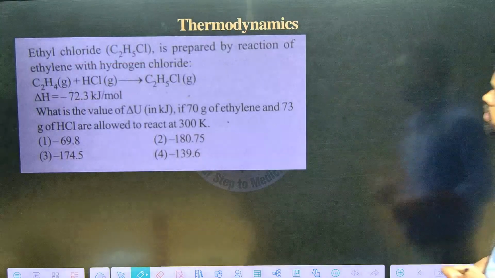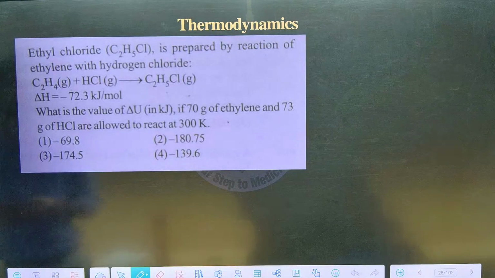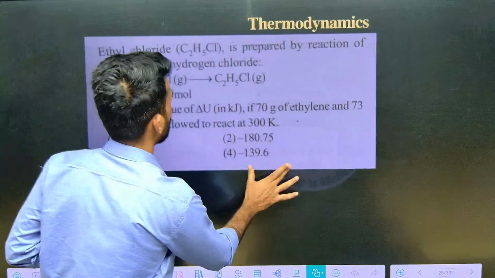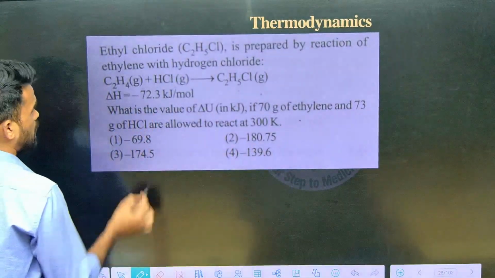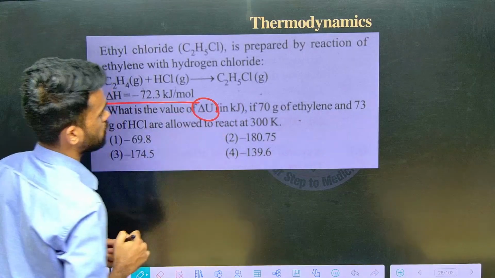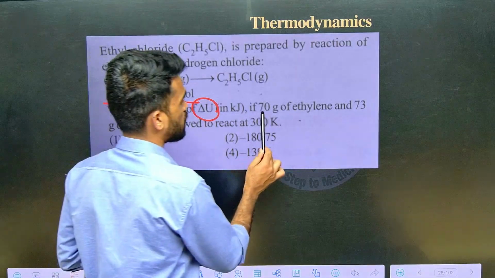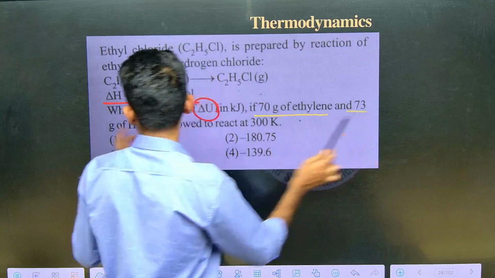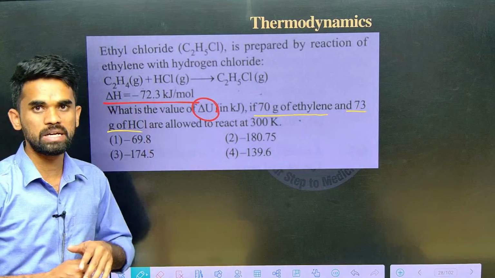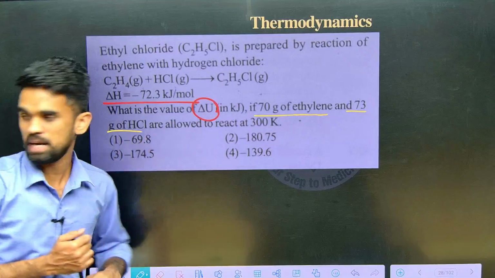Look at this question now. The question is about ethylene plus HCl giving rise to ethyl chloride. During this process, the enthalpy change value is given, and they are asking for the internal energy change. How can you solve this question? Try once. They have mentioned specific amounts of ethylene as well as HCl in grams, so you need to use stoichiometric calculations first, then decide your final answer.